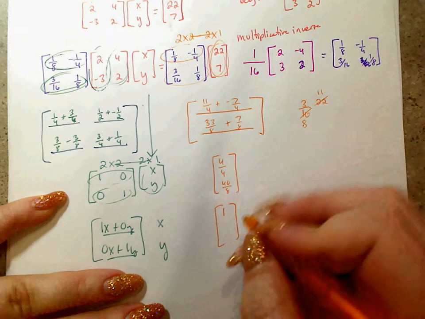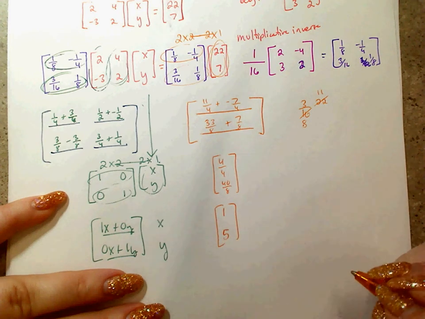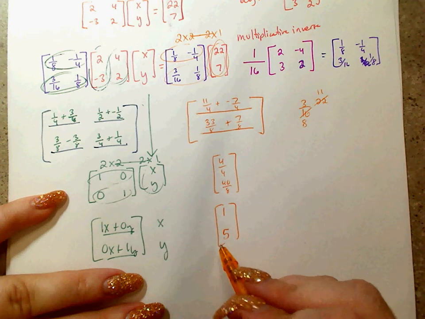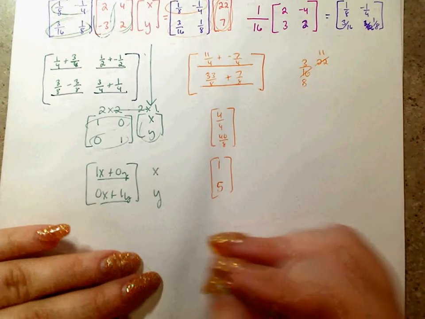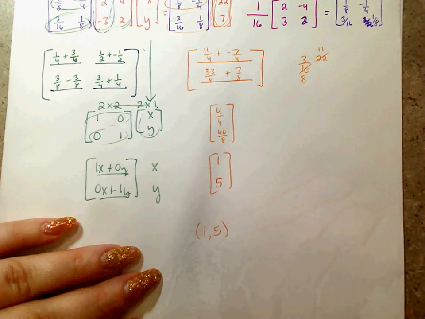So the answer is the coordinate point 1, 5. X is 1, y is 5. And so there's the solution. Now, let me show you a couple ways to do that in the calculator.